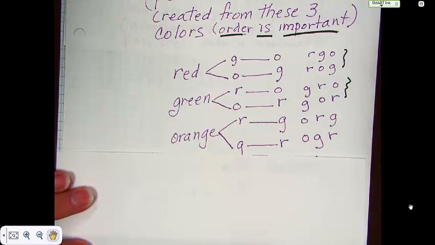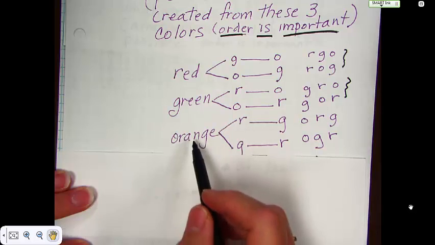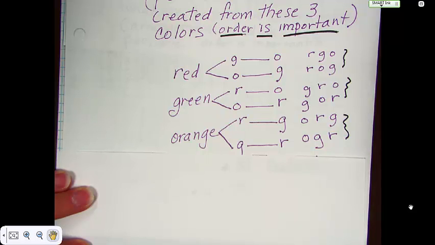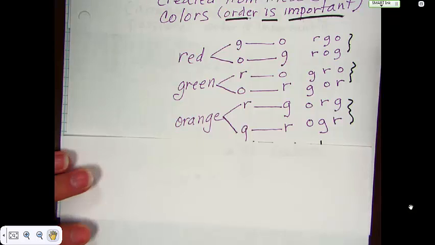Last but not least, we could put orange first and then have red and green, or orange, green, and red. That makes 6 combinations. 6 different combinations, and the order is important. That's called permutation. Order is important.